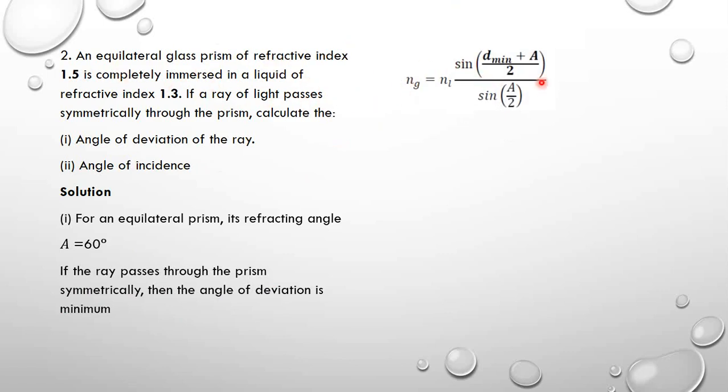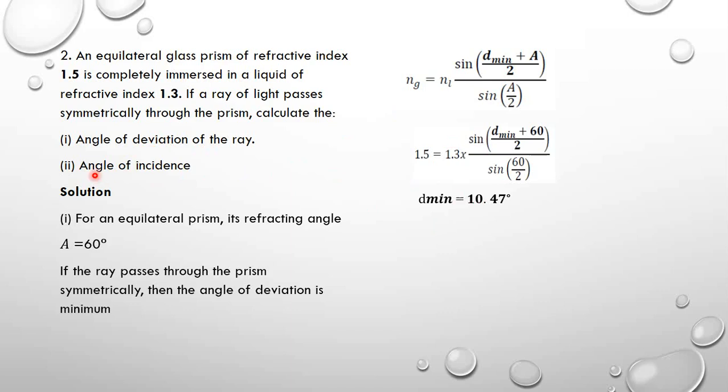We are moving from a liquid, so you shall apply this other formula. When you apply that formula, we have this as 1.5, this is 1.3, so we can get the D mean. A is 60. We cross multiply there and then simplify and get our D mean as 10.47 degrees. That's the minimum deviation, which is the deviation of the ray.